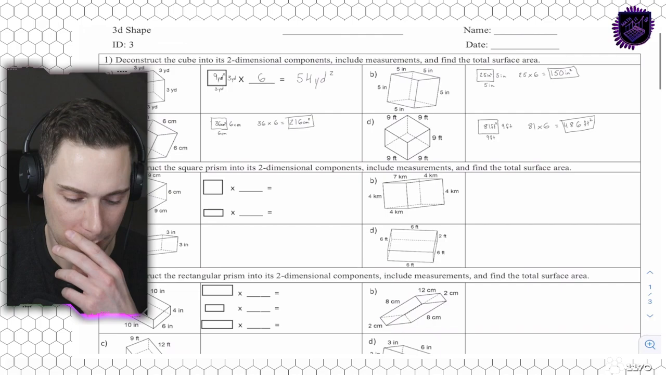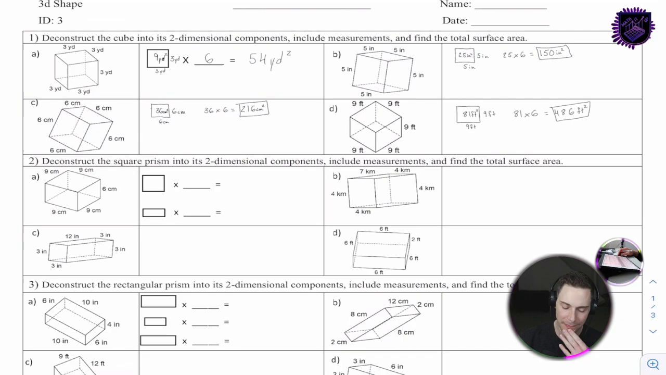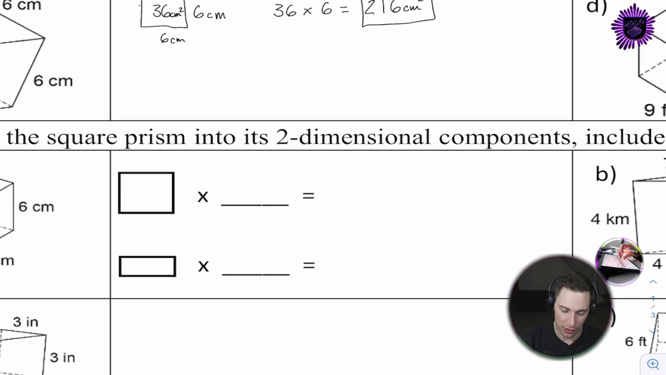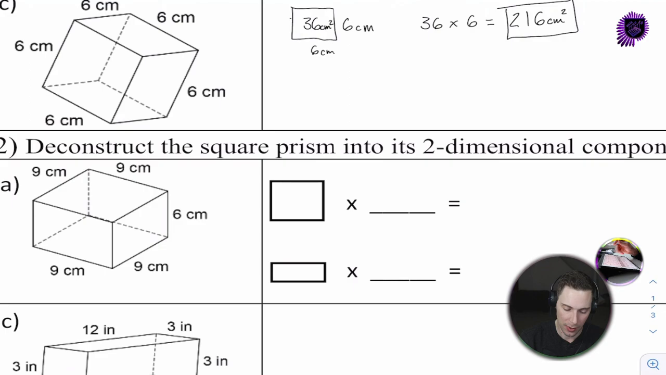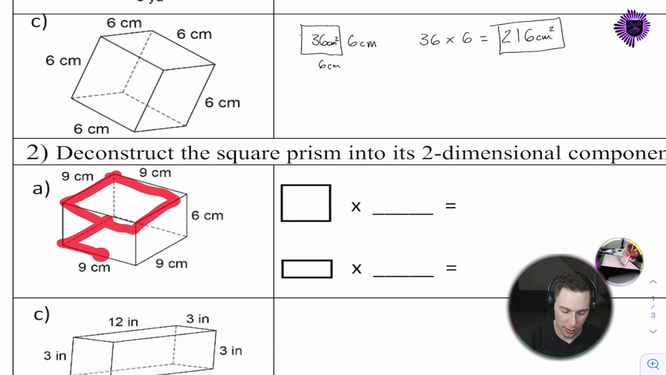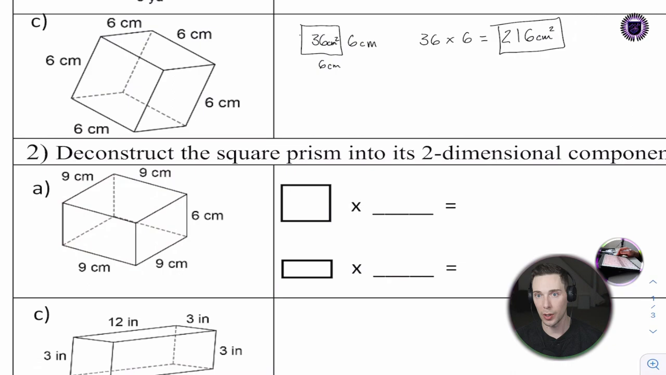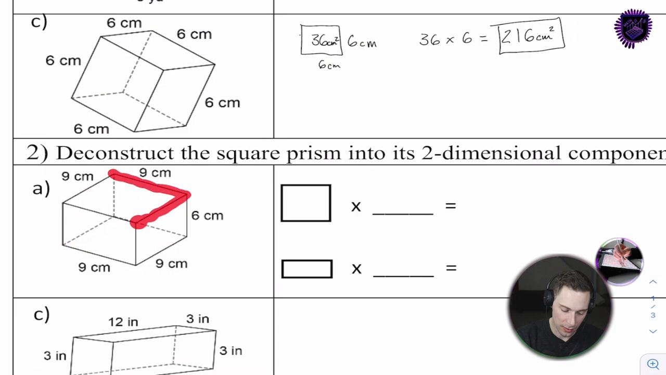Now the total surface area of this square prism is going to be made up of two shapes. Two-dimensional shapes are going to make up this three-dimensional shape. In this first one, I've included what those shapes are: a square and a rectangle. The square on top, and of course the bottom, is why it's called a square prism, because it's a square that's been elongated. It's this unit of measurement that's been stretched down to this bottom square. And the top square is going to be 9 by 9.